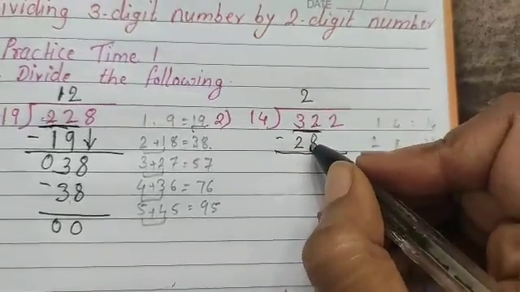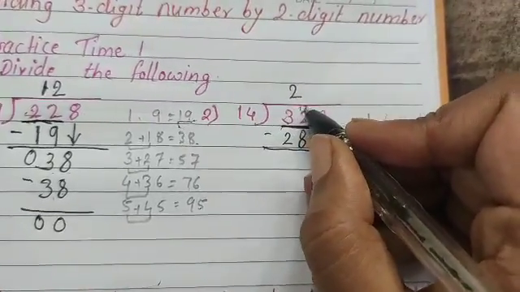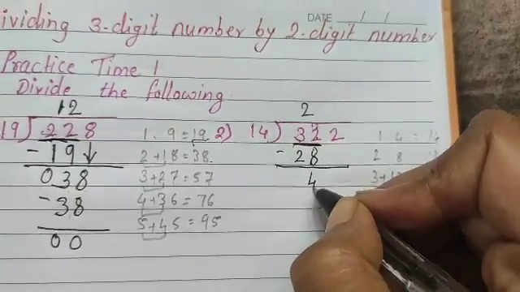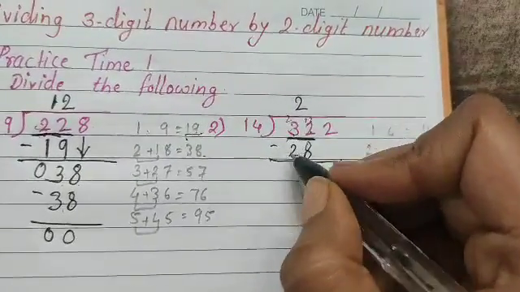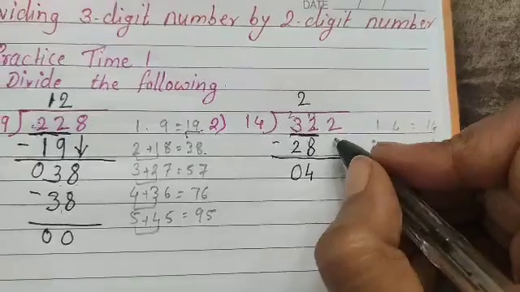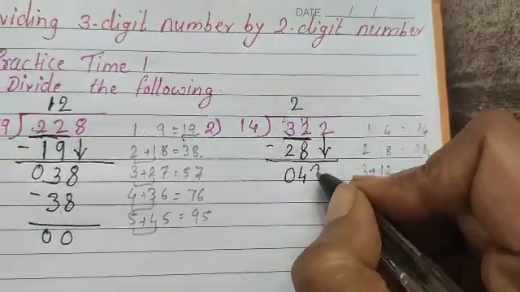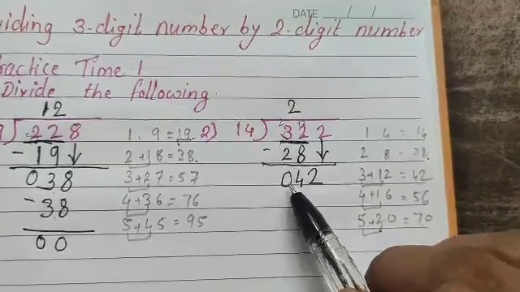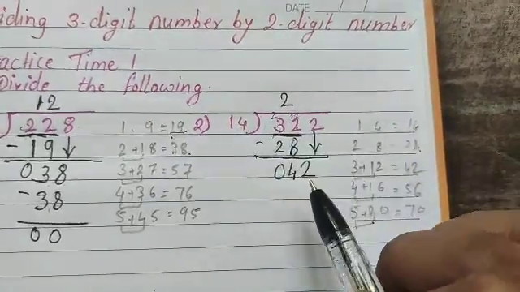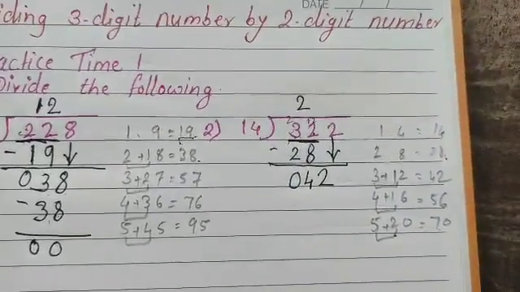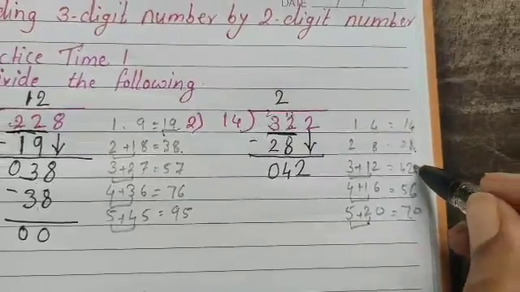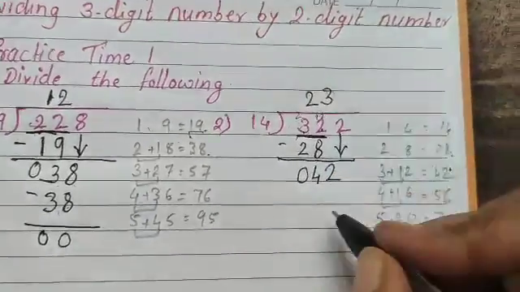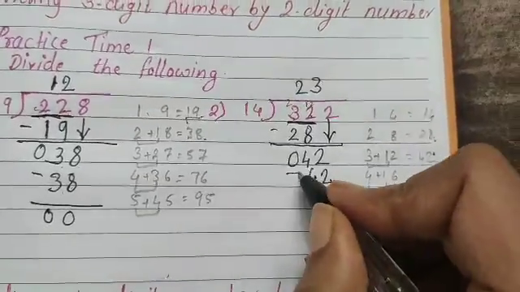Now subtract, student. 2 cannot be subtracted, so borrow 1. It becomes 12. 12 minus 8 is 4, and 2 minus 2 becomes 0. Now student, the next number comes down, 2. So the number will be 42. Find 42 in the 14 times table. Next step. Okay, so here it is. Already it is there. So 14 threes are 42.